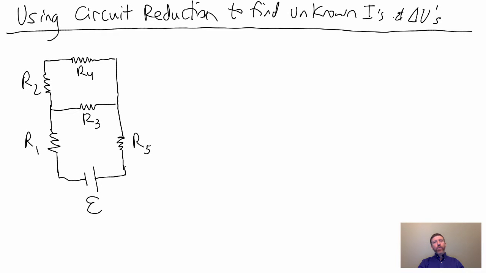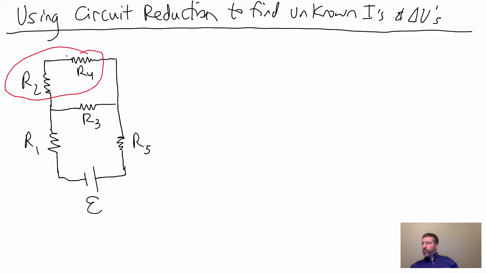Here's another example where we can use reduction. And how are we going to simplify this? Well, let's start looking for resistors that are in parallel or in series. The first thing I see is that these two right here are in series.